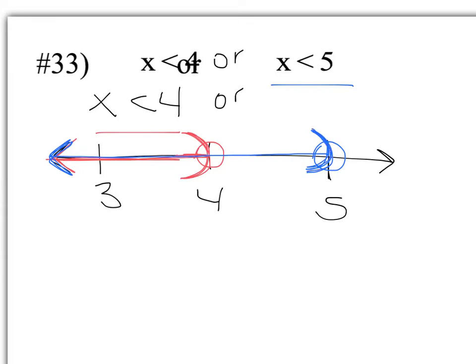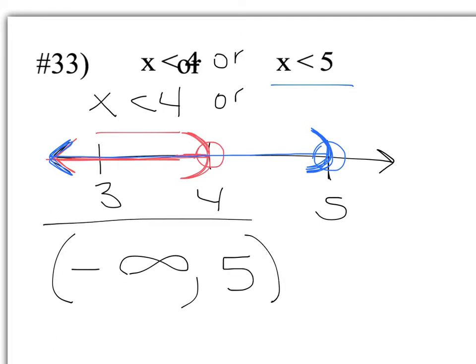Now when we were talking about and, it had to be where the graphs overlapped. Now it's just going to be everywhere that there's a graph. So everywhere that there's a graph, all of this is graphed. We're going to say it's negative infinity, always a parenthesis, and it's going all the way to 5, and it has a parenthesis, so it's negative infinity to 5.